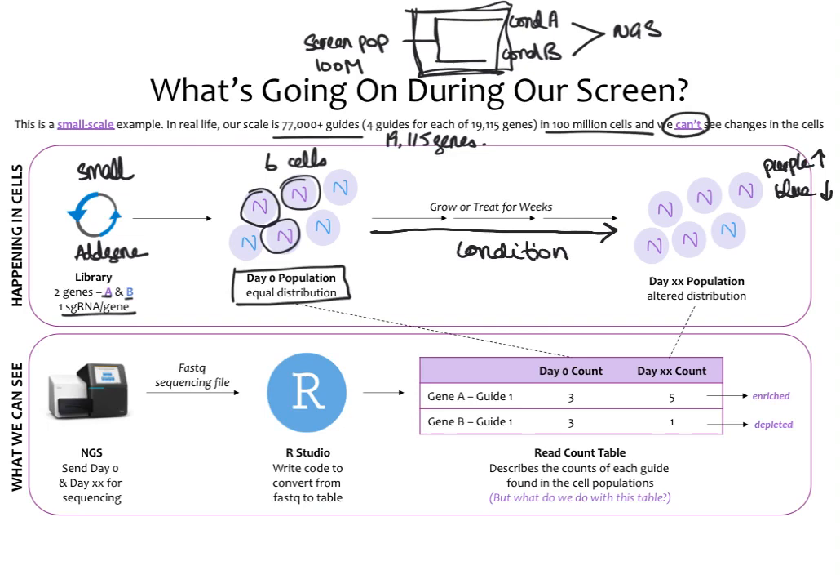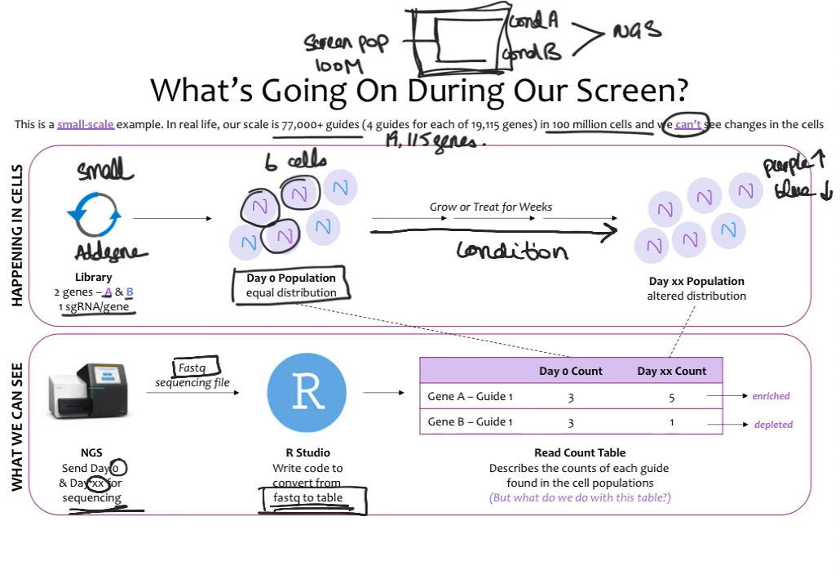What we actually see is the sequencing. So once we're done, we send our day zero and our day XX, whatever it happened to be, to sequencing. And that spits out a FASTQ file. This FASTQ file can be converted to a table format. There are multiple different sources available to do this. You can write your own code, you can use one of the online platforms, but you need to be able to convert this FASTQ to a table.